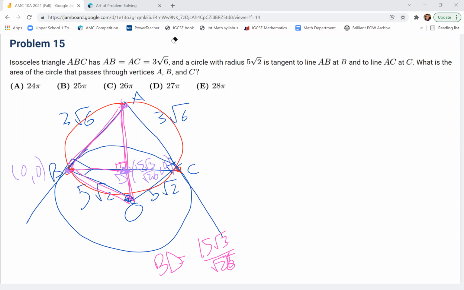Now, point A: I needed to, again, use the Pythagorean theorem to find the distance AD.